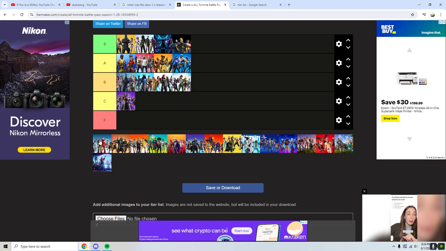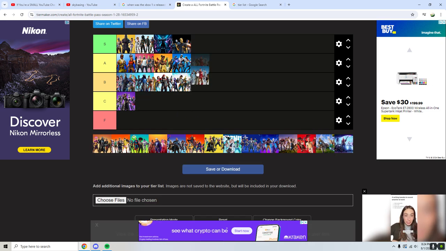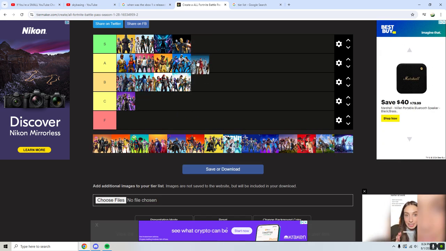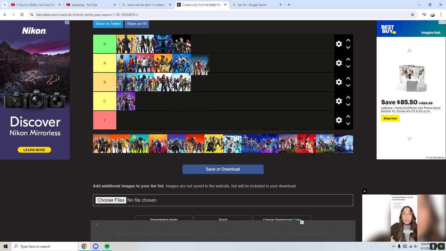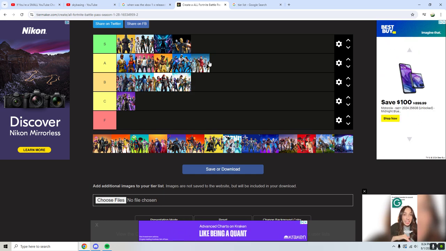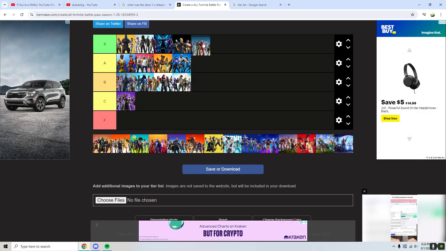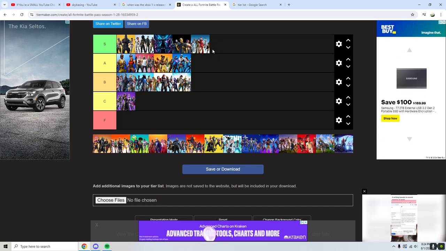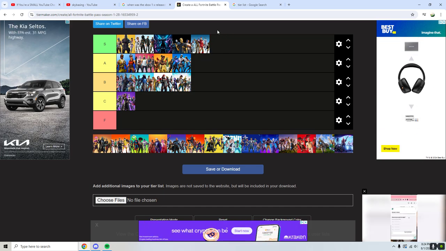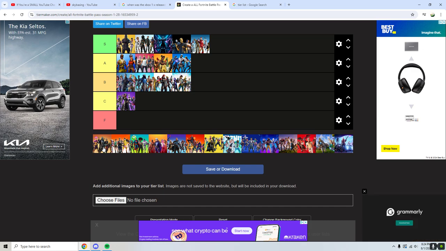Chapter 2, Season 4. Now, the only reason why I wouldn't put it at S is because... Well, it was a good battle pass, right? I'm going to put it at S for it. But the reason why I'm mad is because I didn't even get to get Tony Stark, so newer players cannot get Iron Man or Mystique or any of the new ones, right?